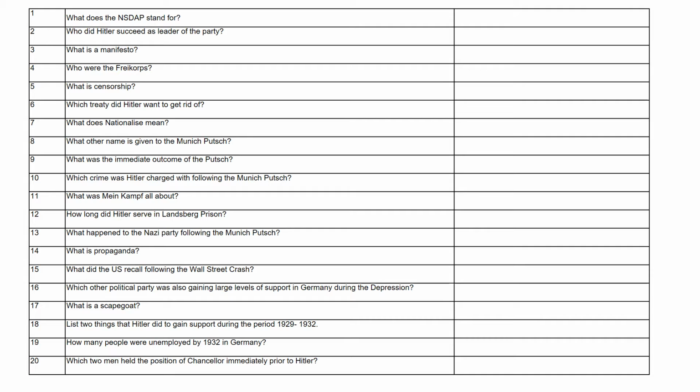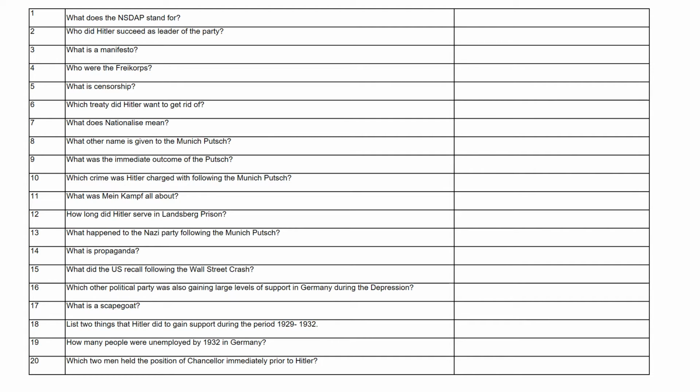What happened to the Nazi party following the Munich putsch? What is propaganda? What did the US recall following the Wall Street crash? So what did they want back after the Wall Street crash of 1929? Which other political party was also gaining large levels of support in Germany during the Depression? So the Nazis, obviously, we know were doing really well after the Depression, but there was another political party that were doing just as well.